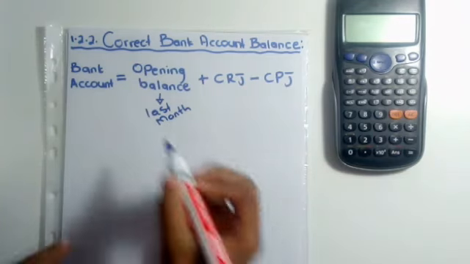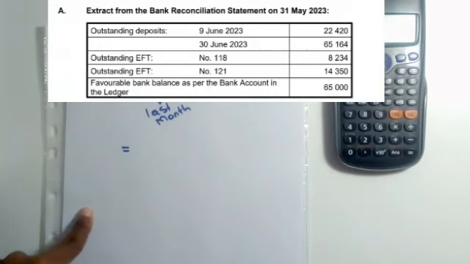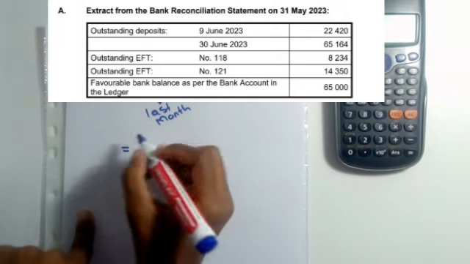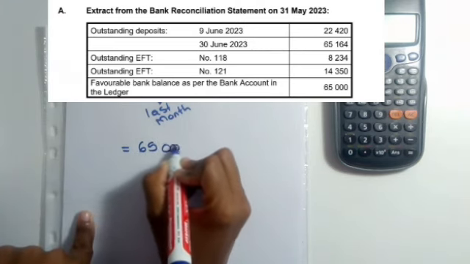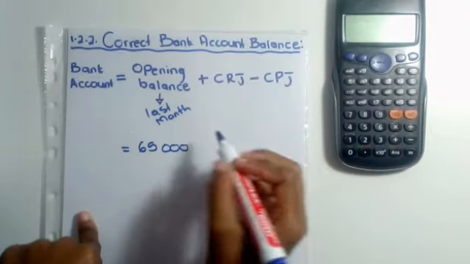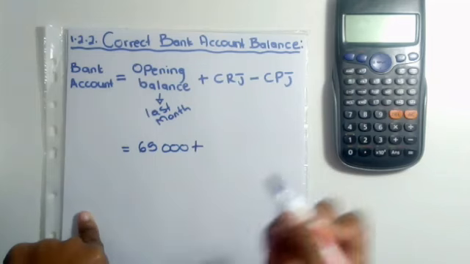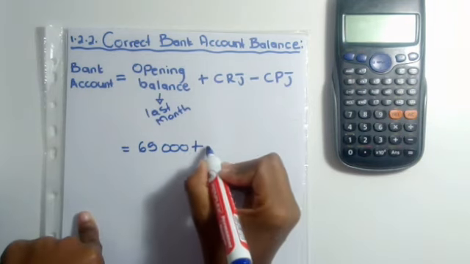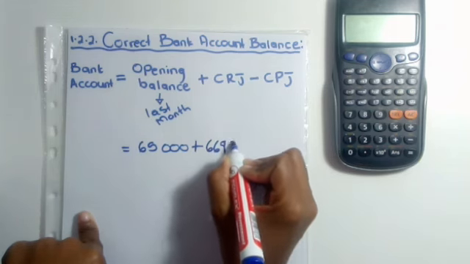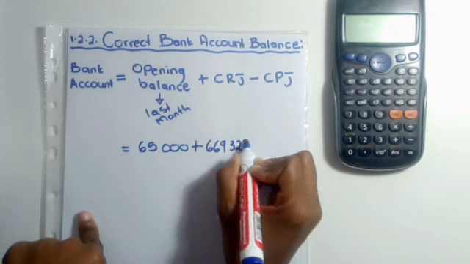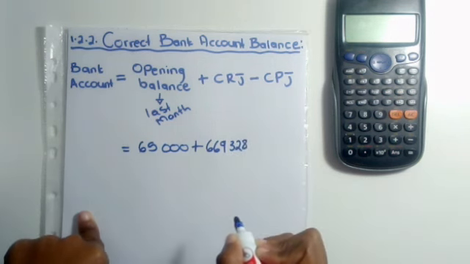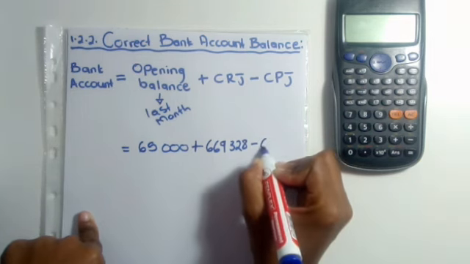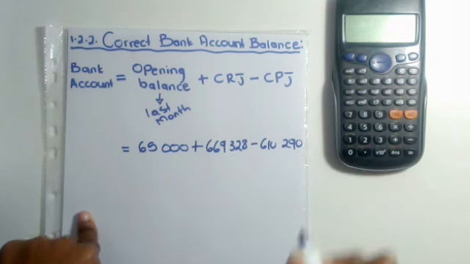So our opening balance, when we go back to information A, you will see there it says a favorable bank balance as per bank account in the ledger of 65,000 rands, and then we are going to add our income or our receipts that we have just calculated and corrected and made sure they are correct at this time, and it was 669,328, and then we are going to minus our payments, which means our cash payment journal, which was 610,290.